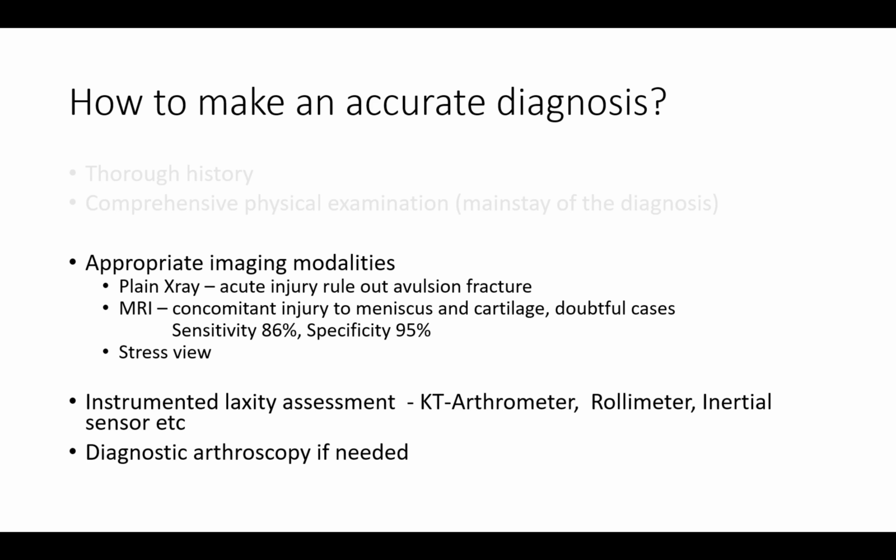The use of instrumented laxity assessment using tools such as the KT arthrometer, KT1000 or KT2000, rollimeter or inertial sensor, etc. is mainly for research purposes. And of course, last but not least, diagnostic arthroscopy can be performed to diagnose an ACL tear if this is needed. So, take-home message.